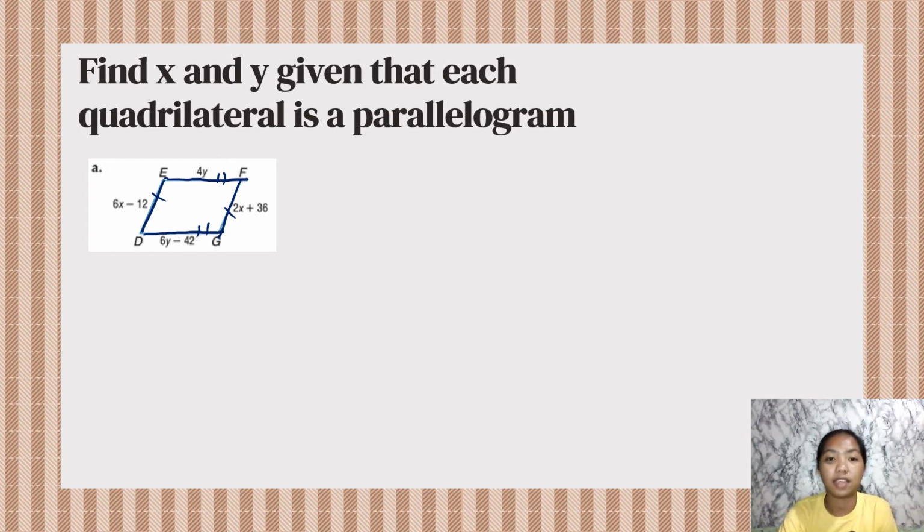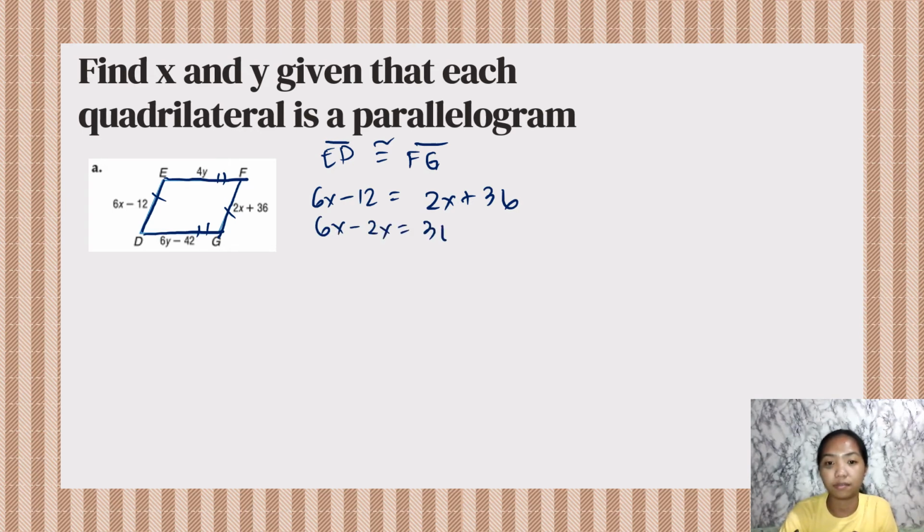Luckily, we have the same variable for our parallel sides. So we have our side ED is congruent to our side FG. So we will just equate the two expressions. And then by finding our x, we have 8x is equal to 48, plus 12. And our x is equal to 6.